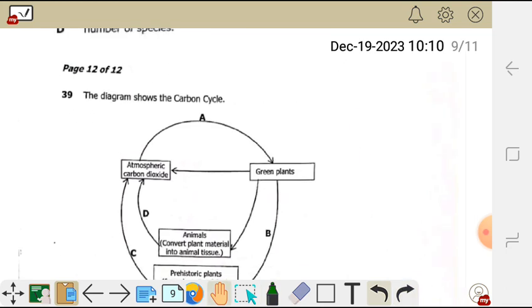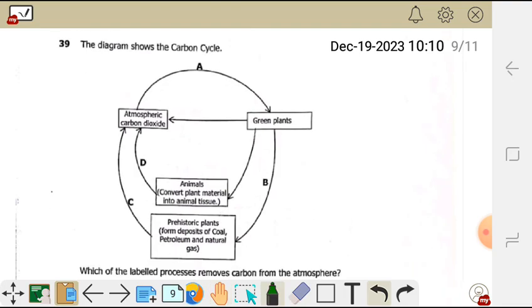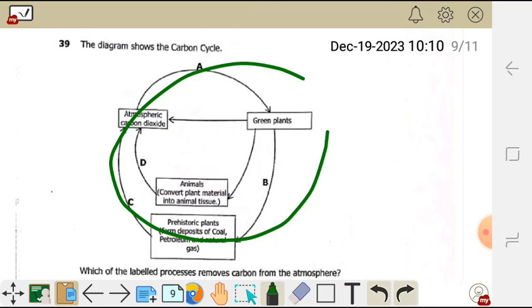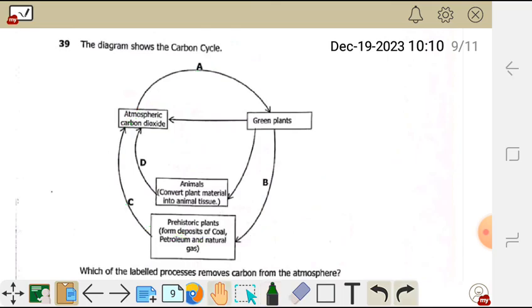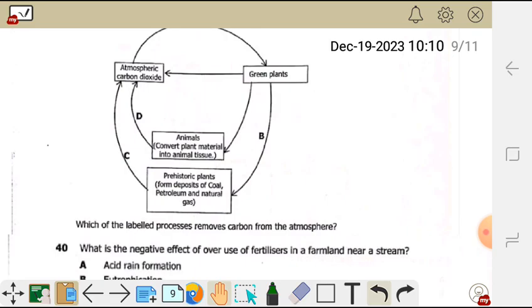Question 39. The diagram shows the carbon cycle. This diagram is showing the carbon cycle. So the question is, which of the labeled processes removes carbon from the atmosphere?